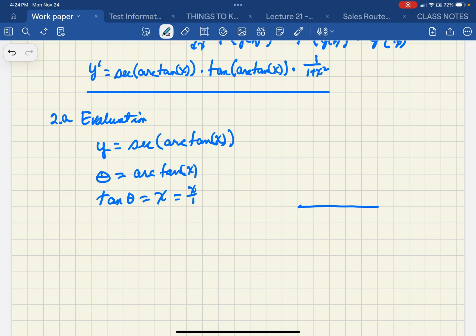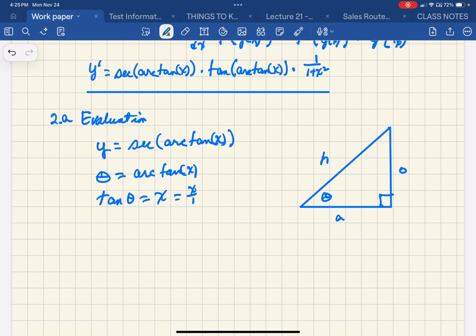Let's now draw a right triangle. This is our right angle here. We'll let this angle be theta. Could be either one, but it doesn't make any difference. Then we have the three sides. We have a hypotenuse, we have a side opposite the angle, and we have a side adjacent to the angle.